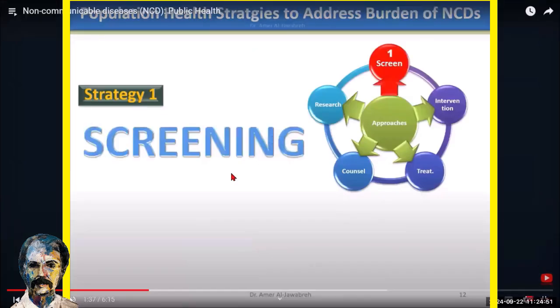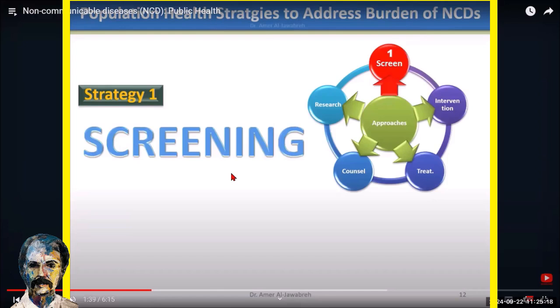Screening. Strategy 1, screening. What do we mean by screening? Early diagnosis. Very good. Why do we make early diagnosis? To minimize damage and to save people also. Exactly. Treating in the early stages is better than late stages. Very good. So all your answers are correct.